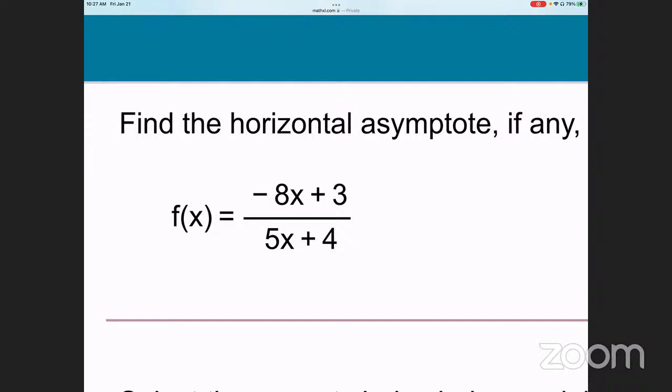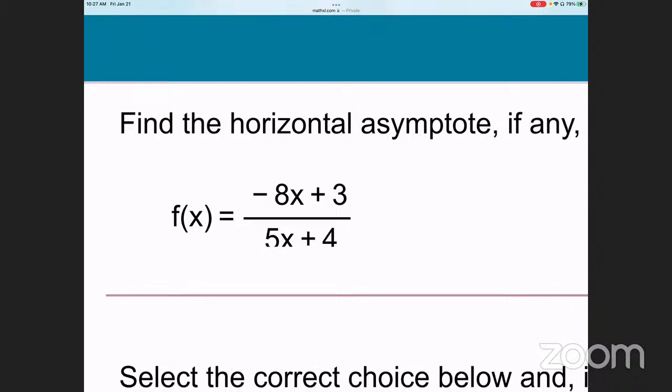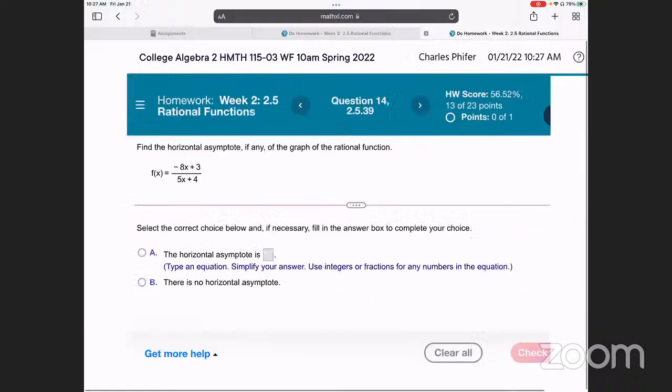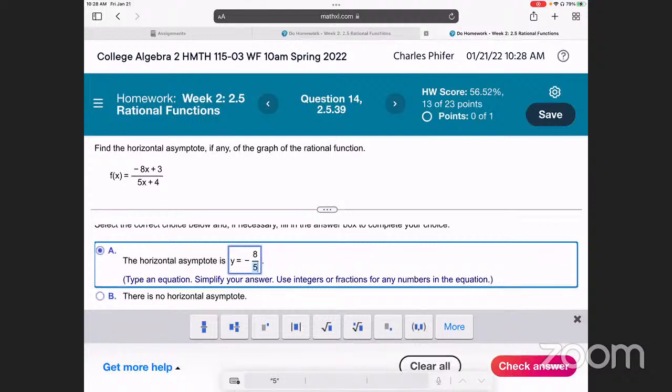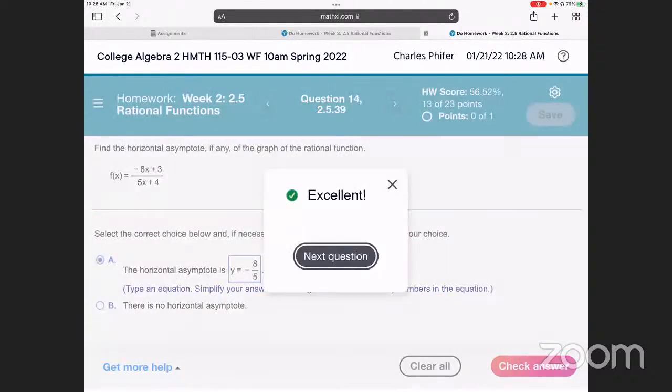All right. Let's say that one more time. When the degree of the numerator is equal to the degree of the denominator, then your horizontal asymptote is going to be the ratio of the leading coefficients. So in this case, the horizontal asymptote is going to be y equals negative 8 over 5. Okay, so these are concept questions. These aren't really any calculations. These are, did you go through the material? Do you understand the concept?